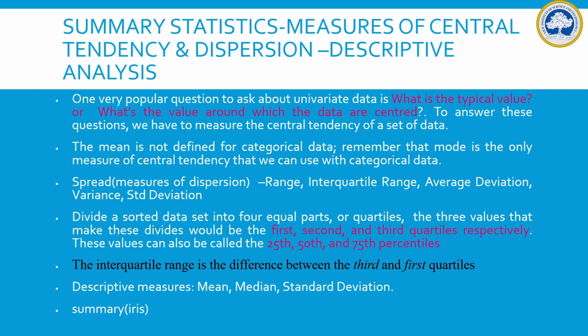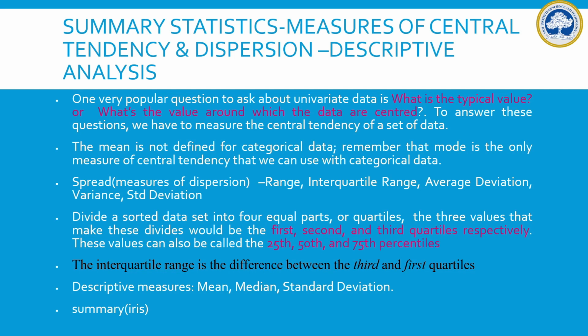In order to measure the interquartile range or quartiles, we have to divide the sorted data. First, we have to sort the data in ascending order. Then we divide the sorted data into four equal parts, or quartiles. The values that make those divisions are called the first, second, and third quartiles respectively, or otherwise the 25th, 50th, and 75th percentiles.